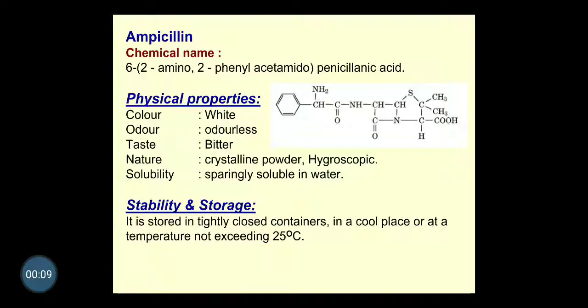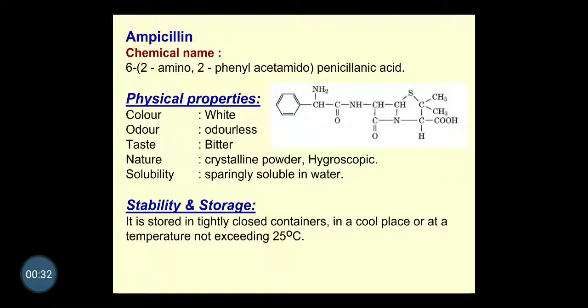So, in this first example, we'll see the ampicillin. Ampicillin is basically an alpha amino benzyl penicillin. Basically, all the things are the same as that of the benzyl penicillin we had seen, plus additionally, it has an amino group on the alpha position. That's why alpha amino benzyl penicillin is called ampicillin.